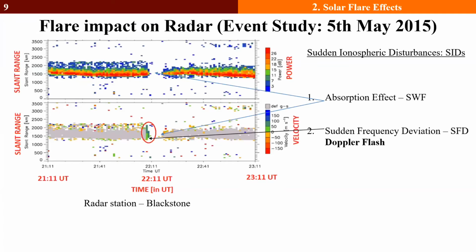Here is another plot depicting the same thing from the same radar on the same day. This is the range time interval plot. The x-axis is time, the y-axis is range, the top panel is power, and the bottom panel is velocity. You can see a clear bite out effect, and this is the shortwave fadeout absorption effect. Just before the absorption starts, there is a sudden frequency deviation, which is also known as Doppler flash. From now onwards, I'm only going to refer to it as Doppler flash. You can think of Doppler flash as equal to sudden frequency deviation and vice versa.